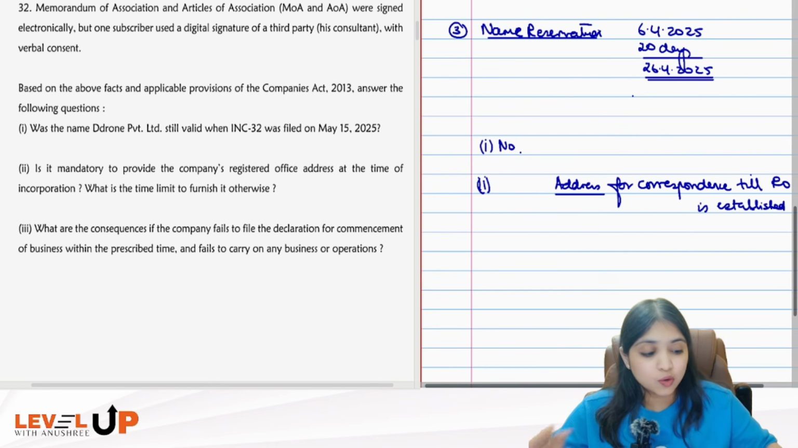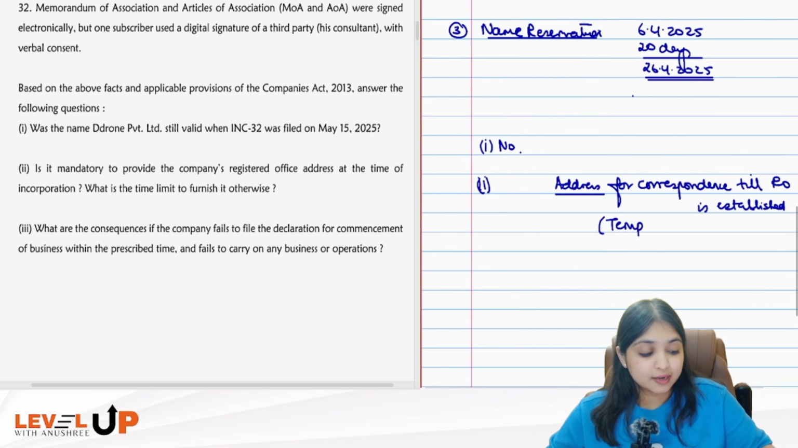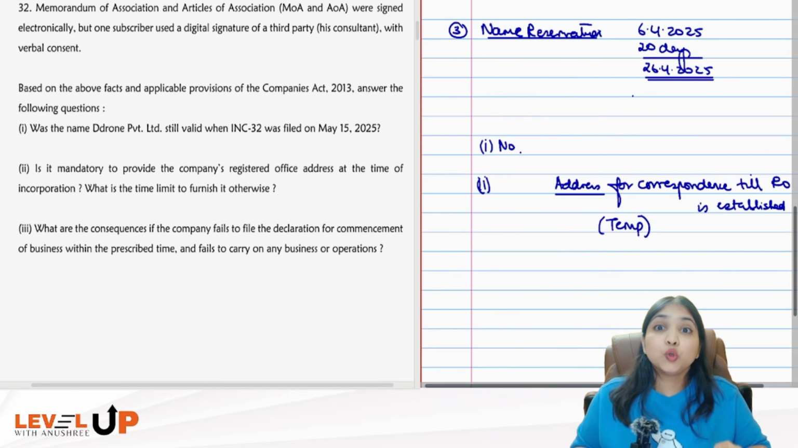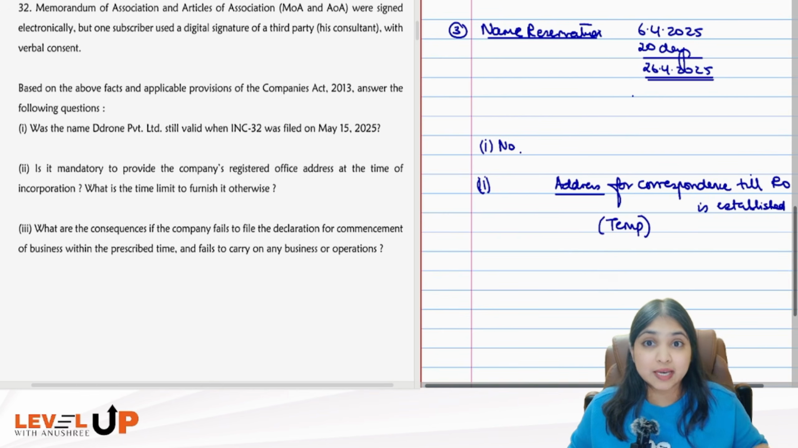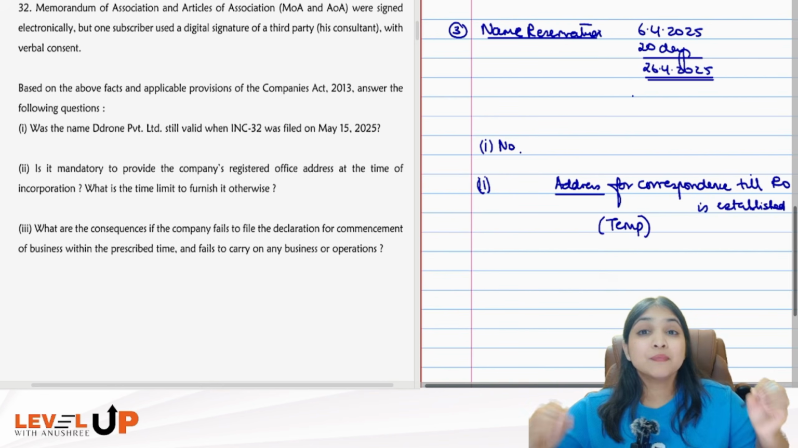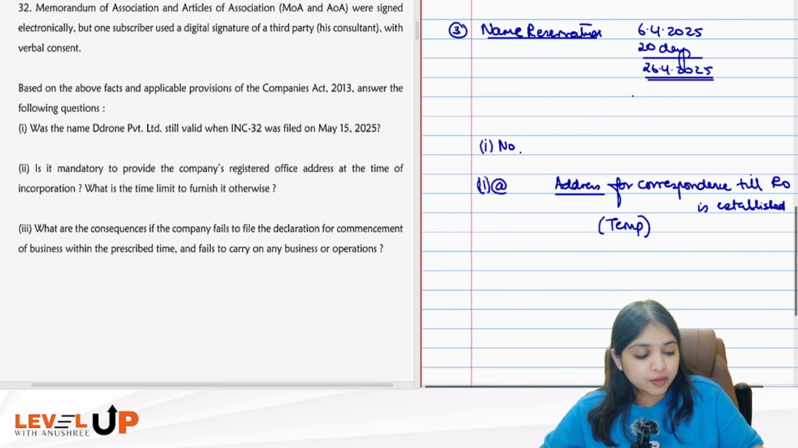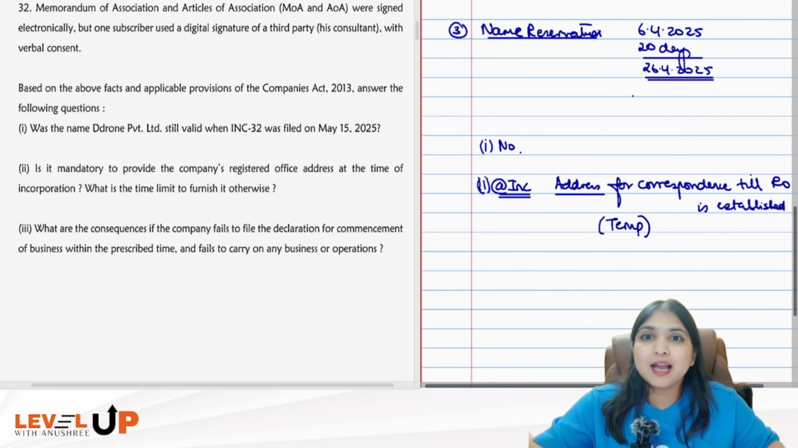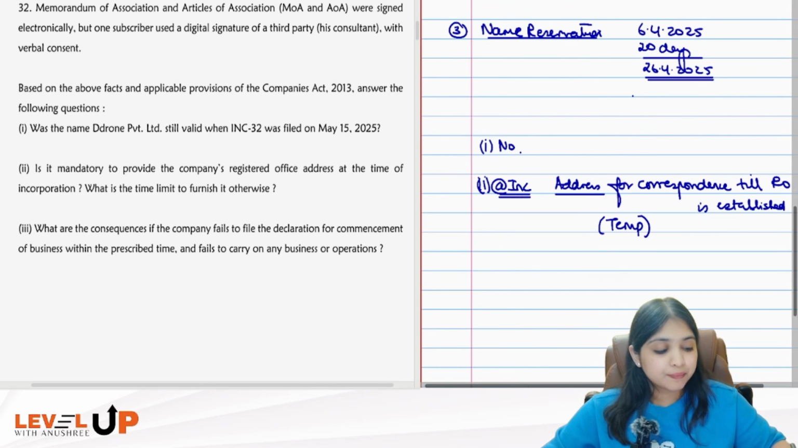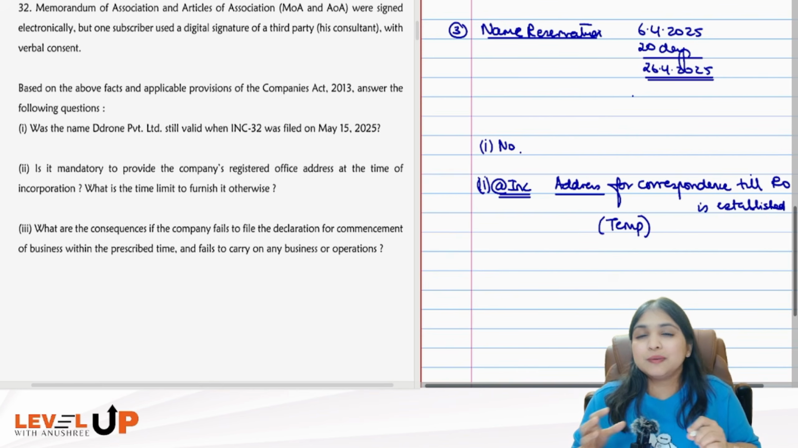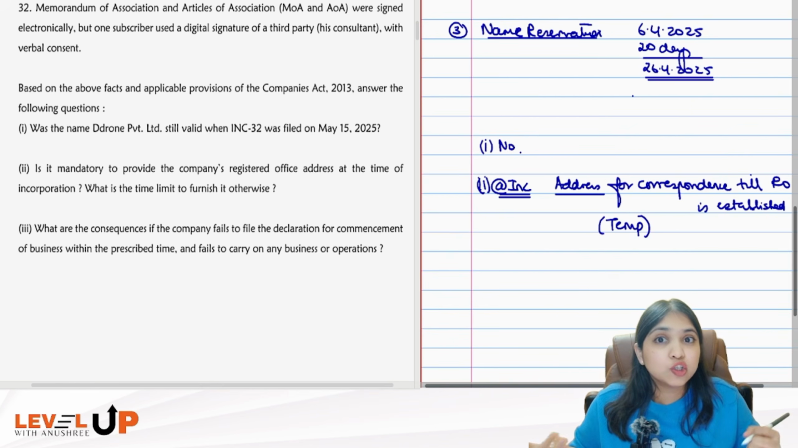This is not the RO address. This is a temporary address till we get the registered office, till the RO is finalized. Till then, to which address all the communications will be sent, that is a temporary address that we have to give to the ROC when we incorporate the company. So are you understanding? At the time of incorporation, we don't have to give the RO address. We simply have to give a temporary address, an address for correspondence till RO is established. So at the time of incorporation, RO address is not required to be given to ROC.